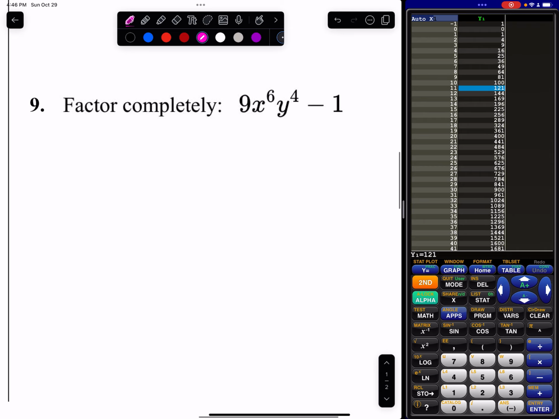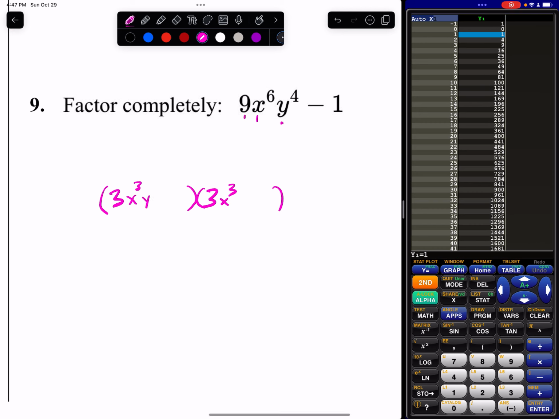And again, looking into another example right here, we have 9x to the sixth, y to the fourth, minus 1. Now 1 becomes a little bit of a tricky number because the square root of 9 is 3, but the square root of 1 is 1, as you can see in my calculator. So I'm going to separate this and break down each part. So the square root of 9 is 3. The square root of x to the sixth is x to the third power. And the square root of y to the fourth is y squared.